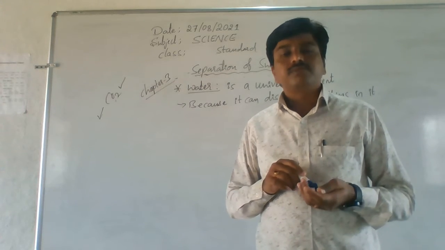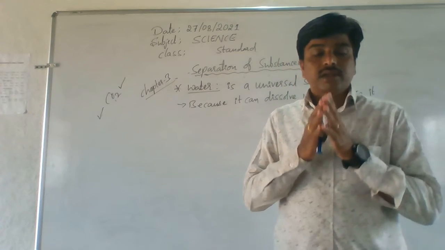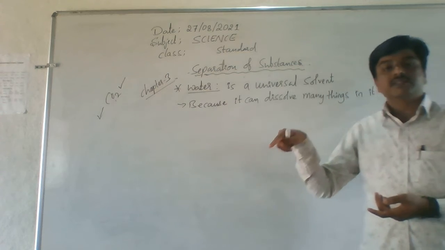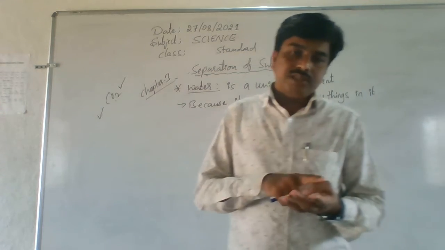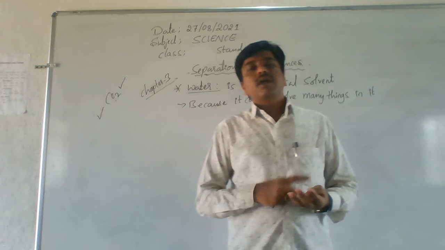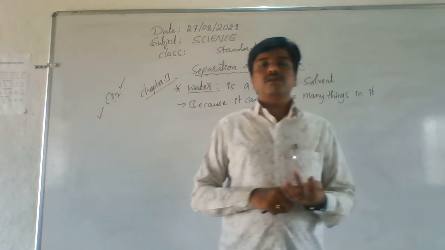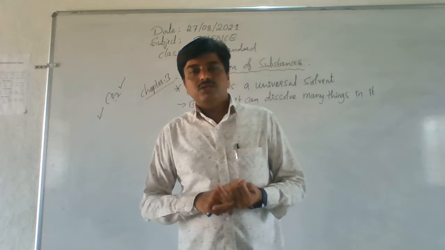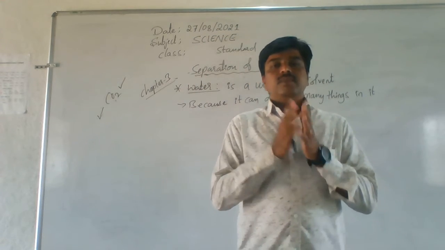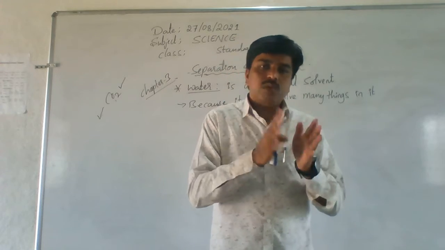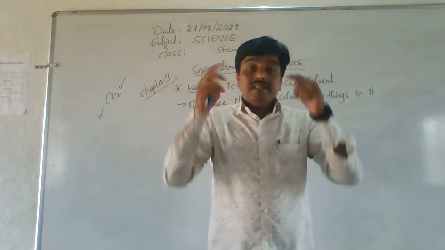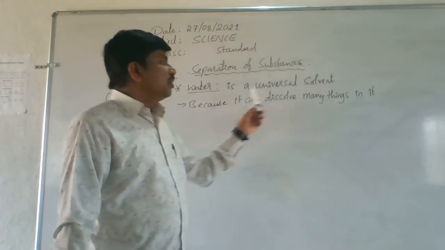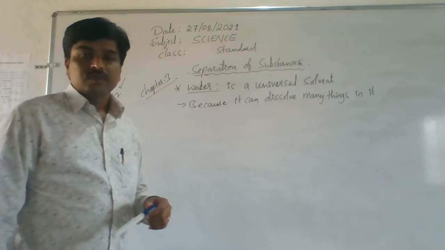Think, students. Why do we call water a universal solvent? Because it can dissolve many things in it. Many things means even solid substances can dissolve in water. Liquid substances can also dissolve in water, and even gaseous substances dissolve in water. Water is the only thing that can dissolve many things in it. Because of this property, water is called a universal solvent.